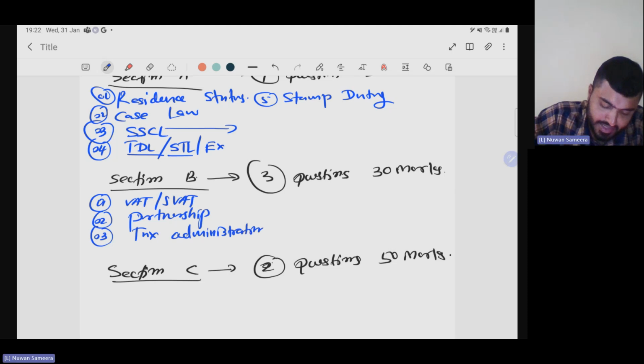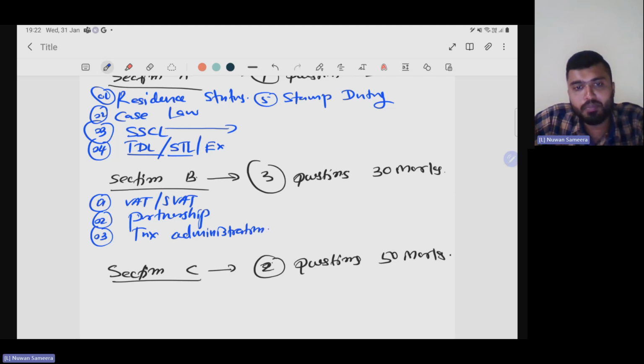Tax administration. Under tax administration: appeals, objections, then the payment of tax. There are 3 ways of payment: one is withholding tax, another is installment, and the other is assessment. As an installment payment, there are 4 installments per particular year of assessment.